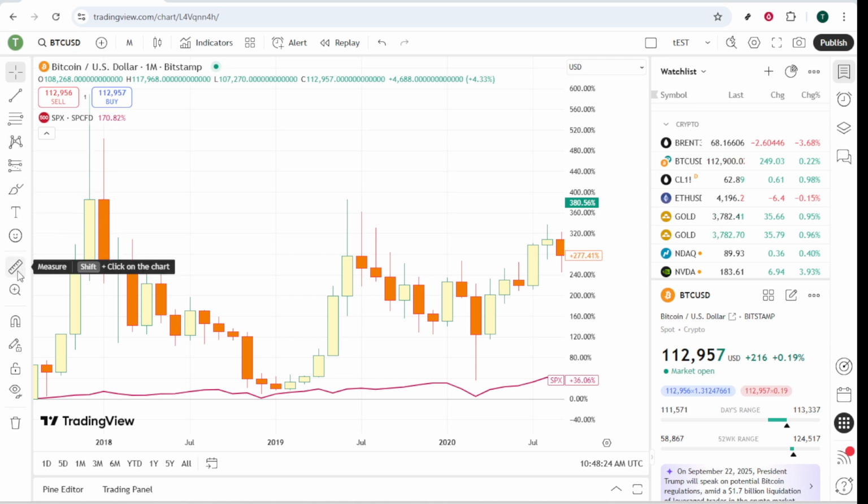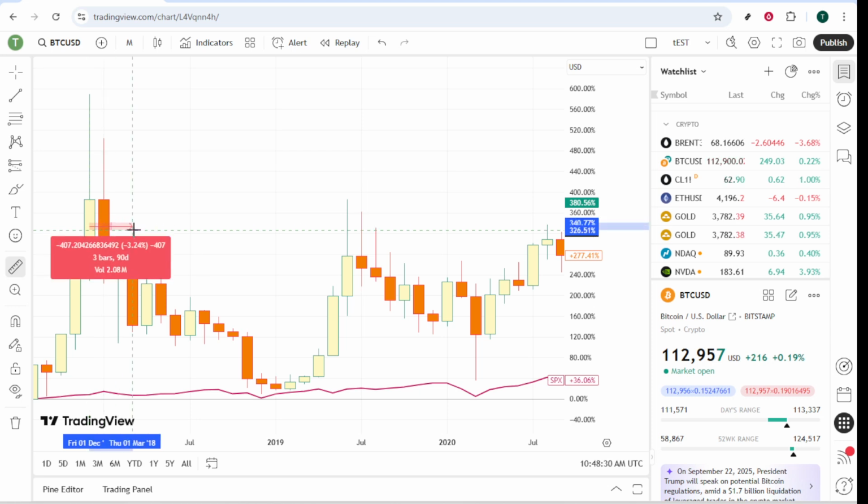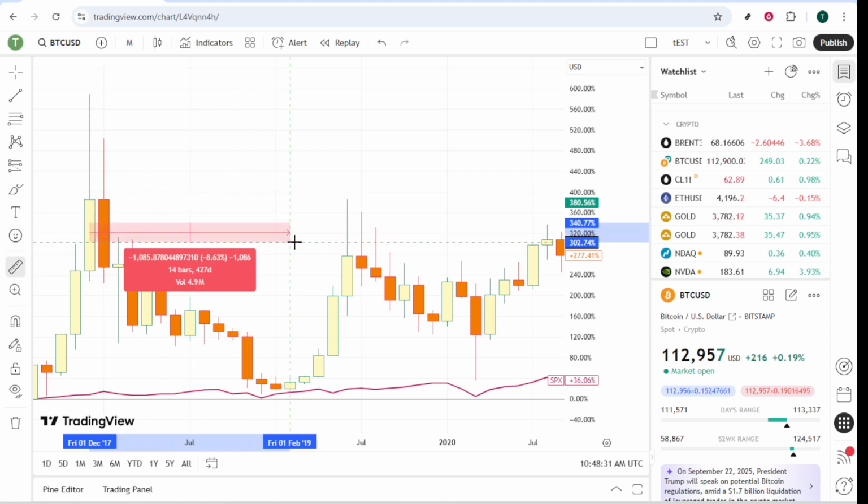Next, it's time to select a starting point on your chart. This would typically be the price at which you entered your trade, but you can choose any point that serves your analysis purposes. With the measure tool activated, click directly on the chart at your chosen starting price.